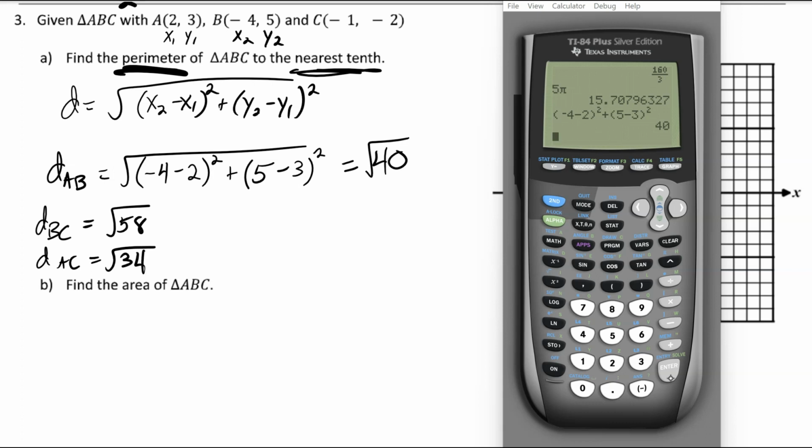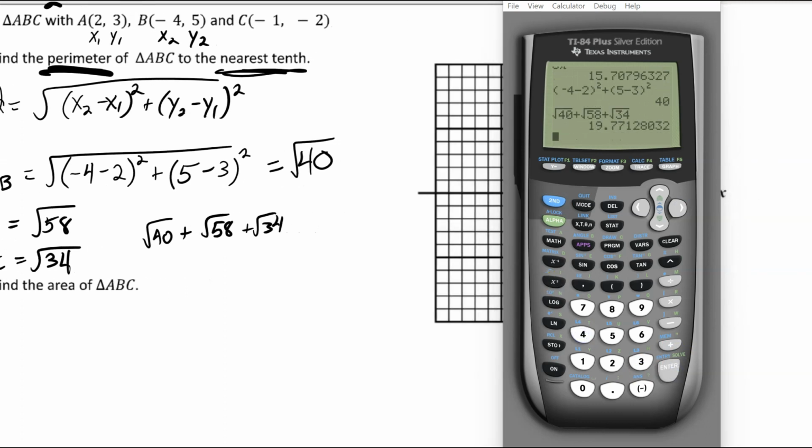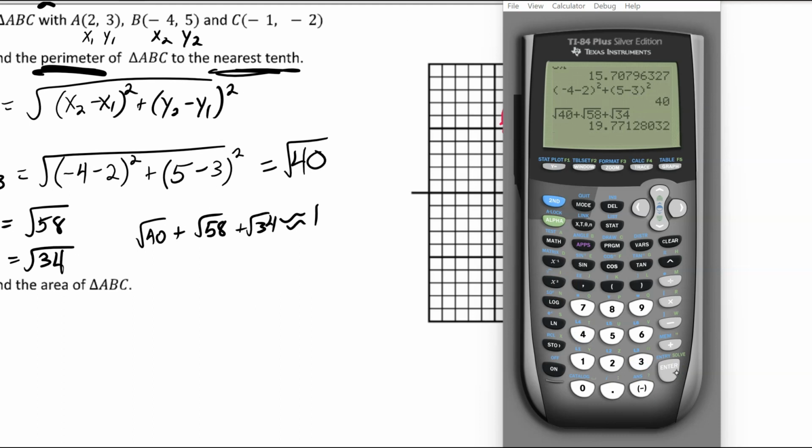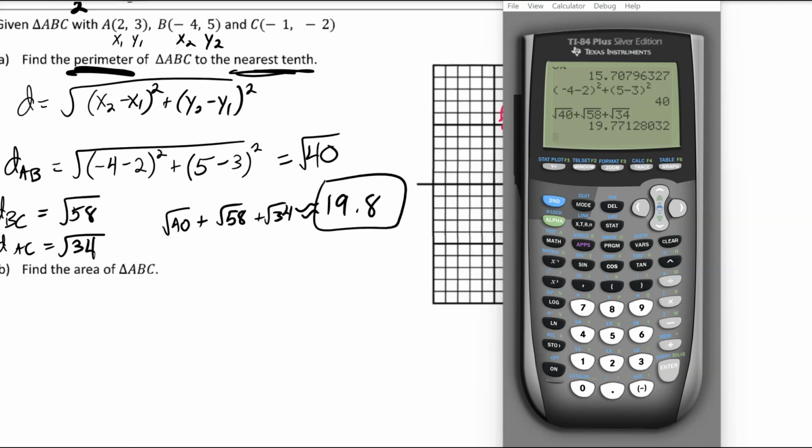So if I want to find the perimeter, I would add up all those sides, radical 40 plus radical 58 plus radical 34. And again, I don't want to round this till the very end, so when I type this into my calculator, I'm going to type it in exactly like that. Radical 40 plus radical 58 plus radical 34. And if I round that to the nearest tenth, that's about 19.8 units. So I use the distance formula when I'm finding the perimeter.